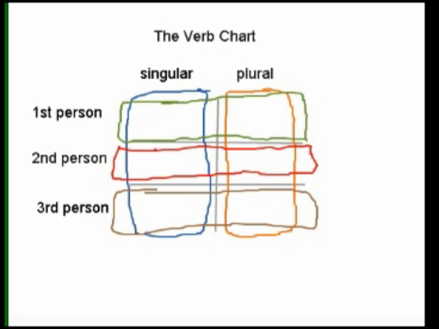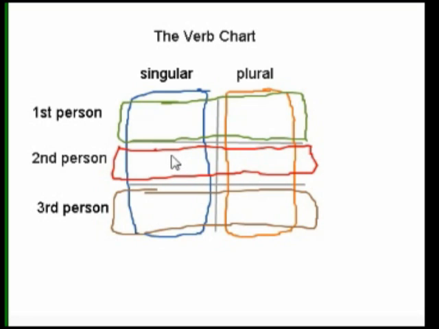Therefore, no matter what we're doing, we can always go to the verb chart and find out where something needs to be. For instance, if we need the first person plural form of the verb, all we have to do is go to the first person row and follow it over to the plural side of the verb chart, and this is where we would find the information that we needed. If we wanted second person singular, we would look here, and so forth.